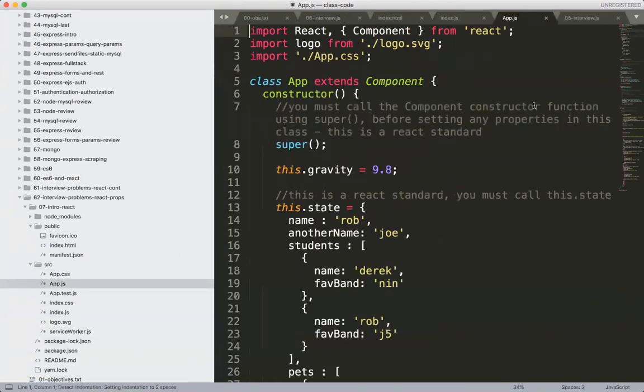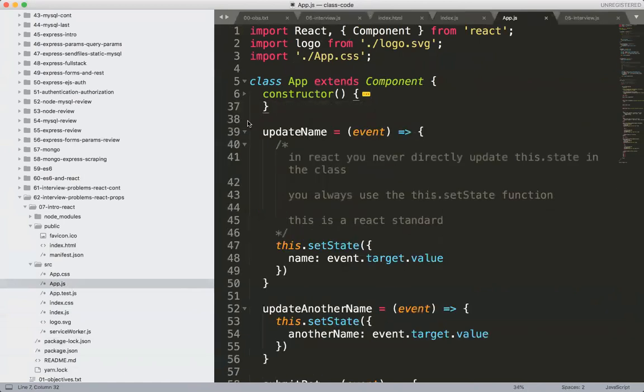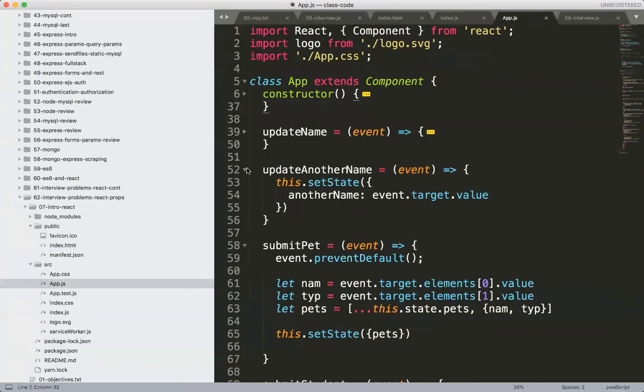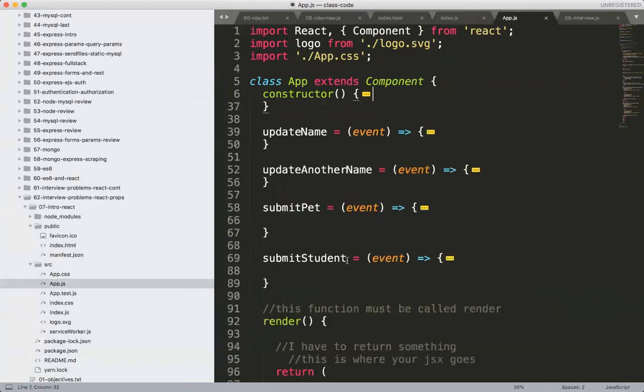If we open up the app.js file, right here, this is our app. This is what's being rendered ultimately inside div id root of the index.html file of the public folder.